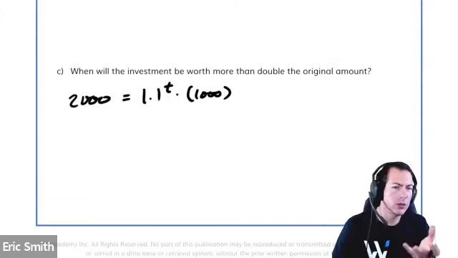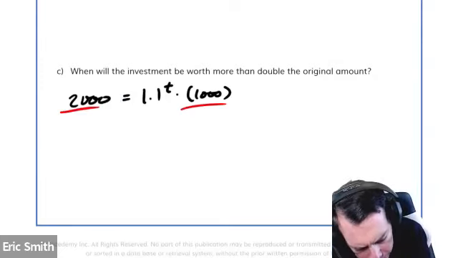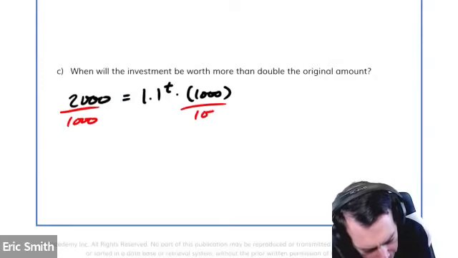Okay, so now we just need to get the t all by itself. All right, let's see what we can do. I'm going to solve this by dividing both sides by 1,000.